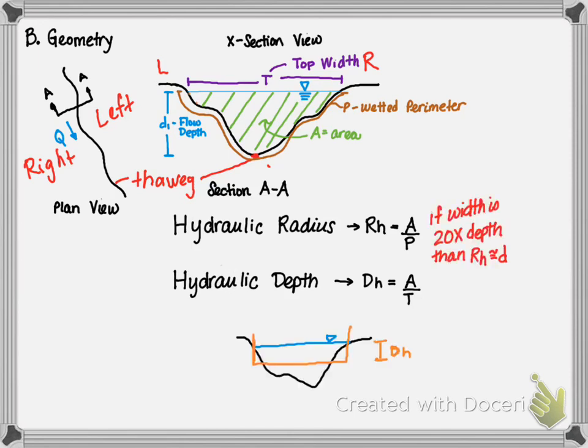When you think of hydraulic radius in a channel, one way to think of it is if the width of the channel is over 20 times the depth, the hydraulic radius is equal to the flow depth. Also, when you think of hydraulic depth, you can think of a channel looking rectangular, and the hydraulic depth represents the depth of flow in a rectangular channel.